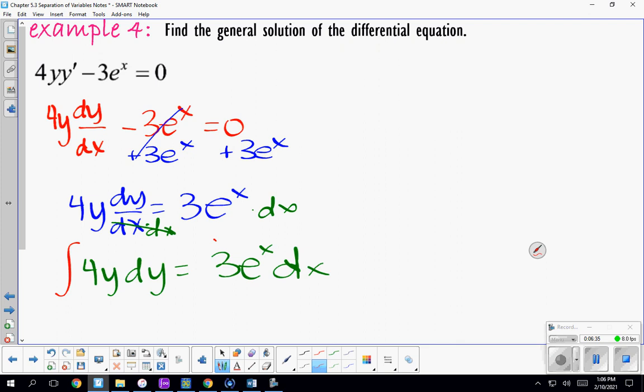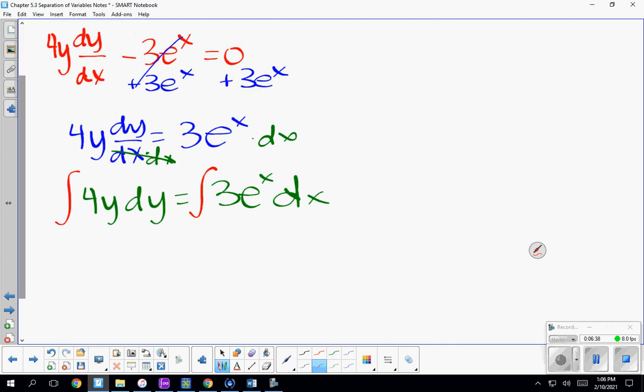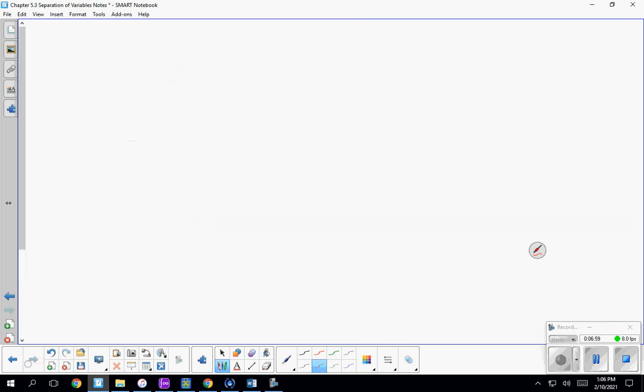Now again, I'm set up really nicely for integration. When I integrate, I'm going to apply that power rule. I'm going to add 1 to my exponent and divide. On the right-hand side, coefficients drop. e to the x stays e to the x, and I get plus c. Again, when it says find the solution, we are going to then isolate the y, and that will give us our solution. And that's it.